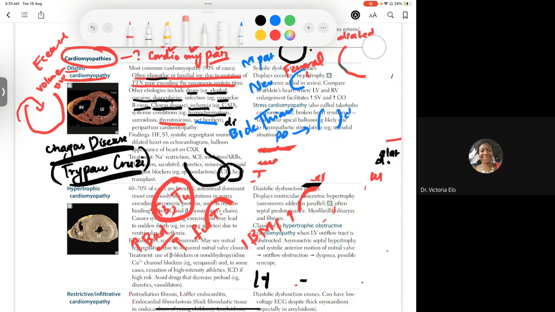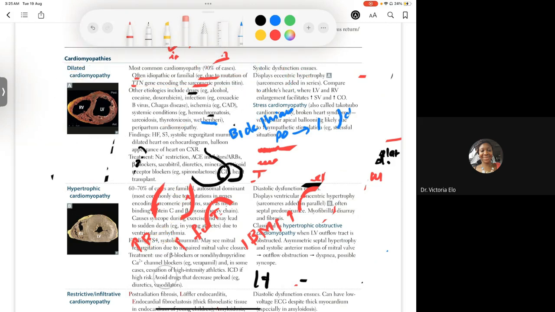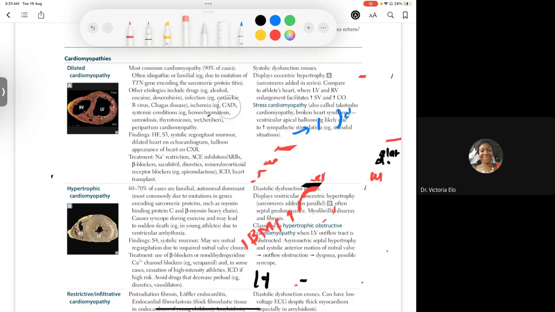Okay, let me just erase it. So it's really important to know. Similarly, T3 and T4 can lead to arrhythmias as well, especially, like we discussed, atrial fibrillation. It can also lead to atrial fibrillation. We discussed that.